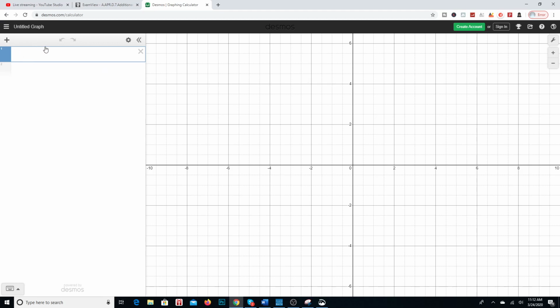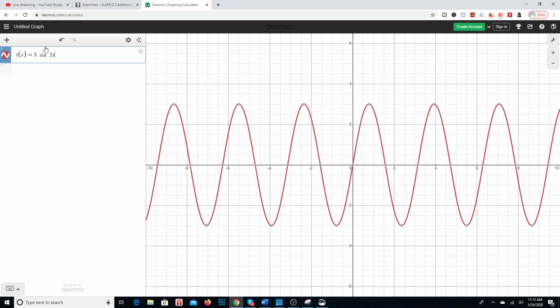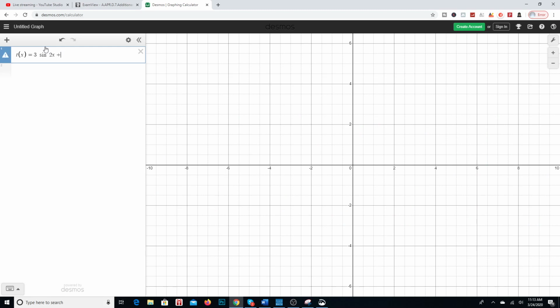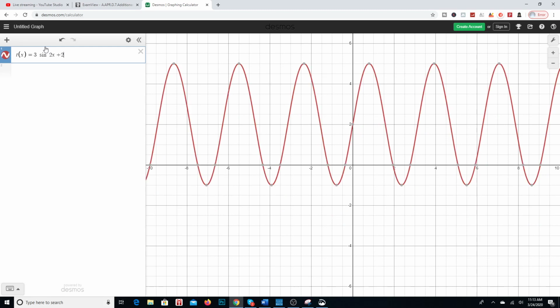All right, so I'm going to go T of x equals, you guys could try this at home too with Desmos, 3 sine 2x plus 2. So this is essentially the sine curve, 2 sine curves from 0 to 2 pi, from negative pi to pi, bumped up by 2. That's essentially how yours should look, guys.